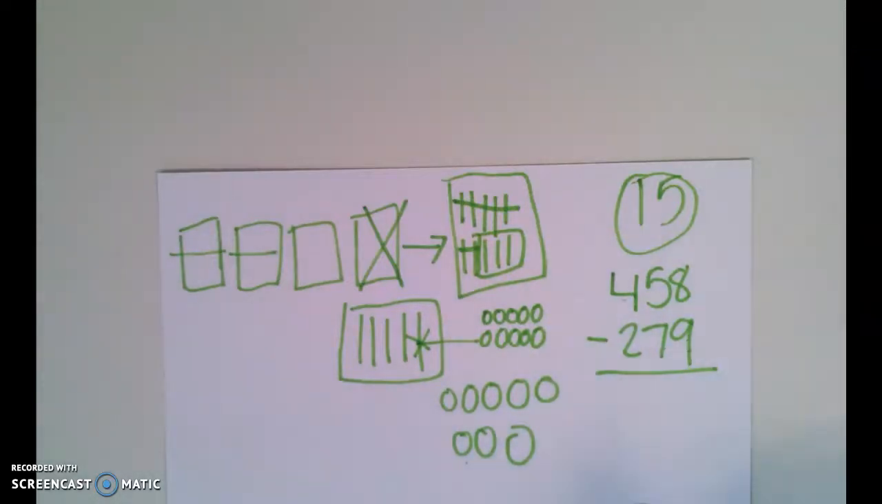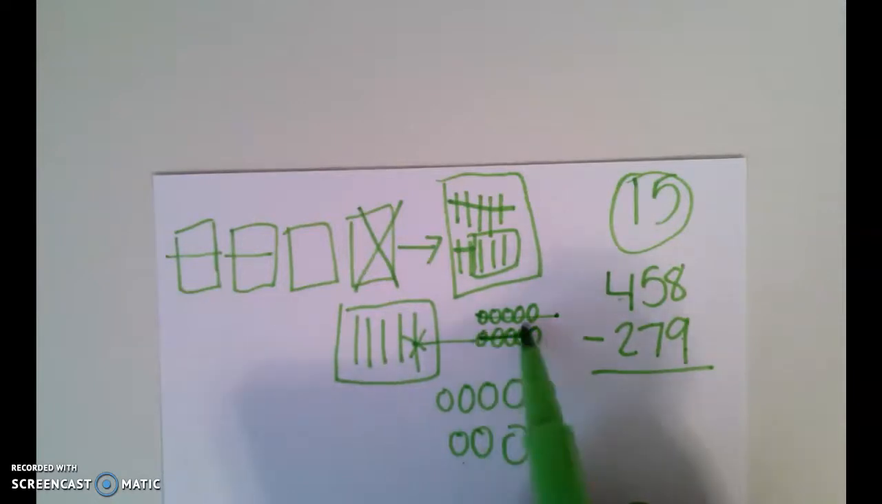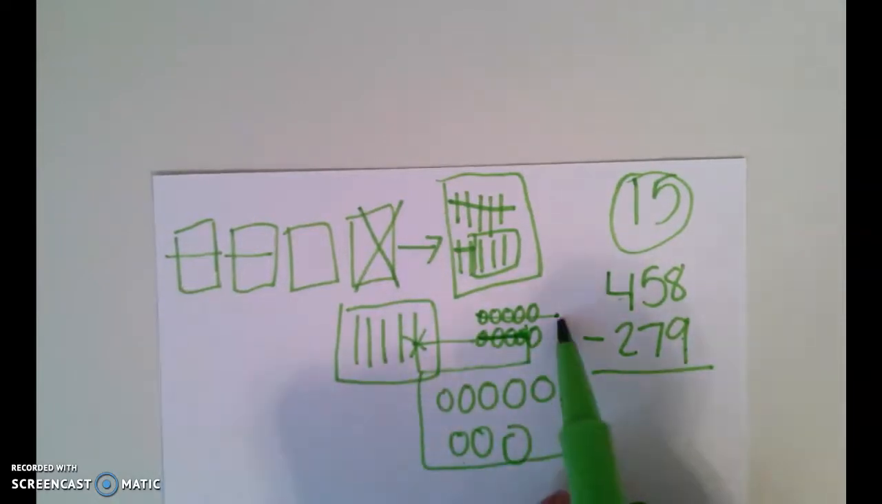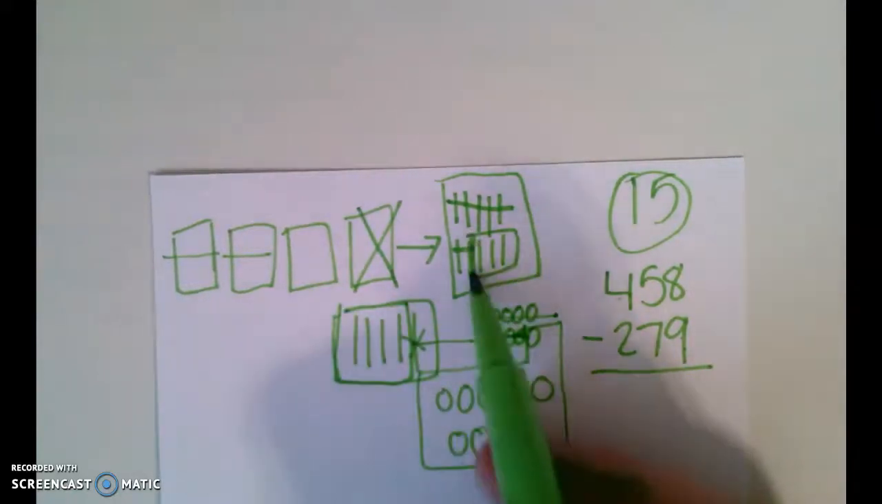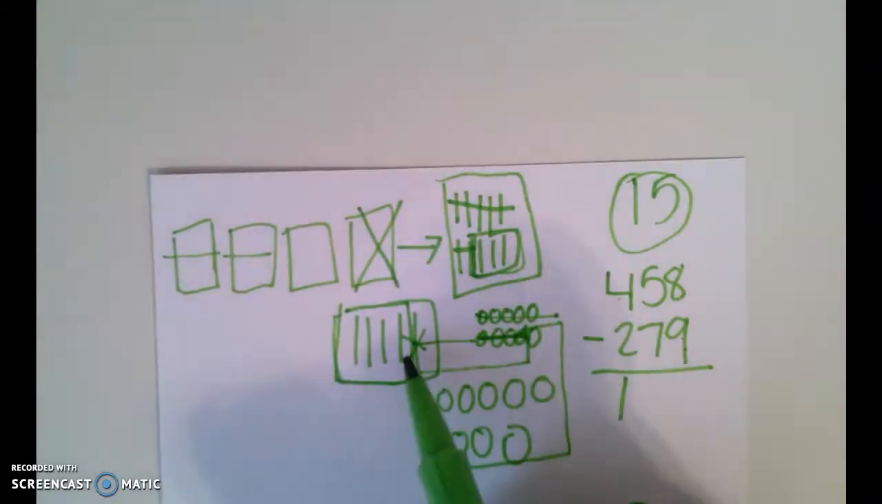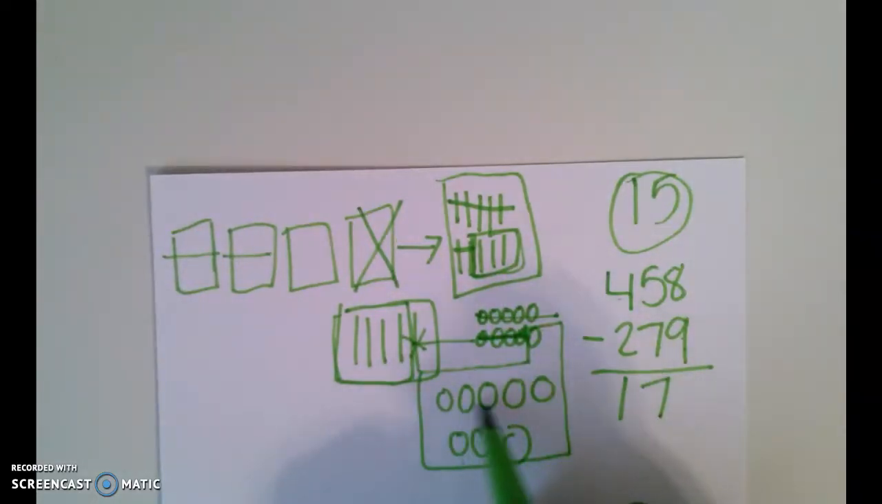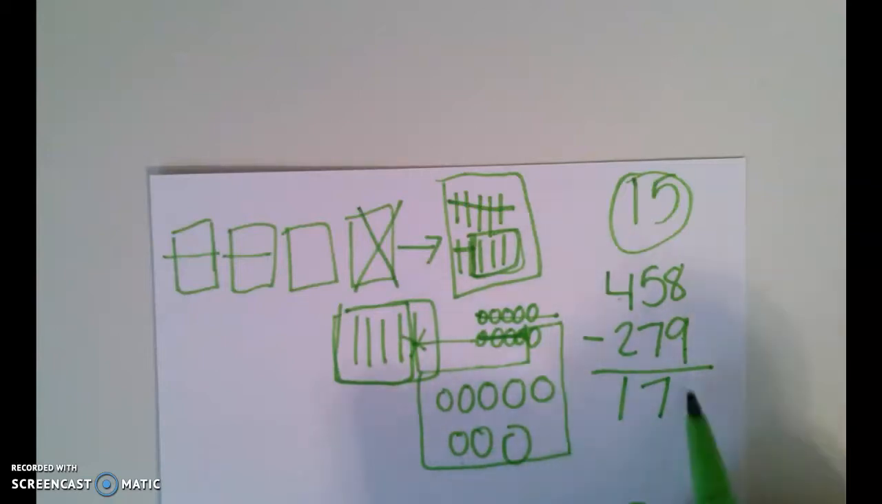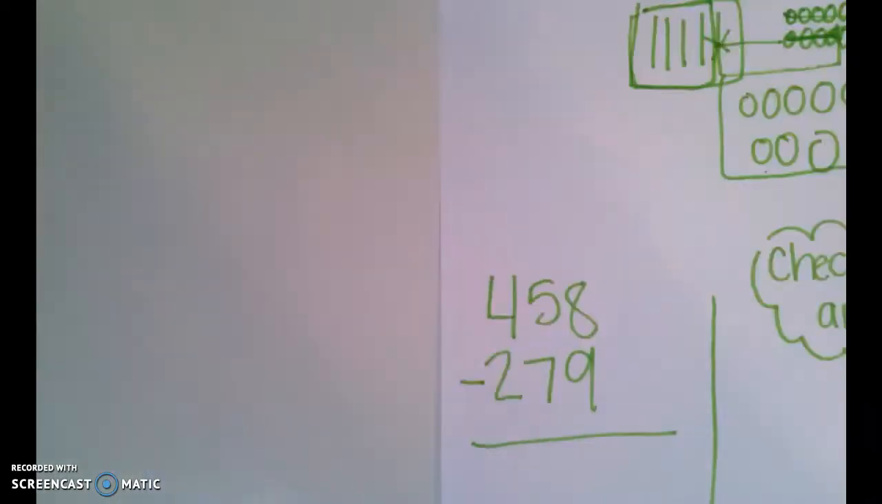Can I take 9 away from my 18? Yes, I can. So I'm going to take my 9 away. I'm left with this many ones, and I'm left with this many tens. So I have 100, I have 7 tens, and I have 9 ones. What's my answer? 179.